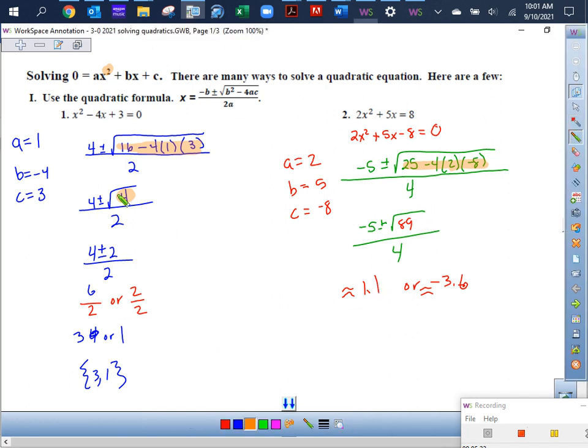Sometimes it comes out nice because the discriminant is a perfect square. That means you could have factored it if you wanted to. Sometimes it comes out nasty because the discriminant is not a perfect square. That means it won't factor. So just some things to help us moving forward.